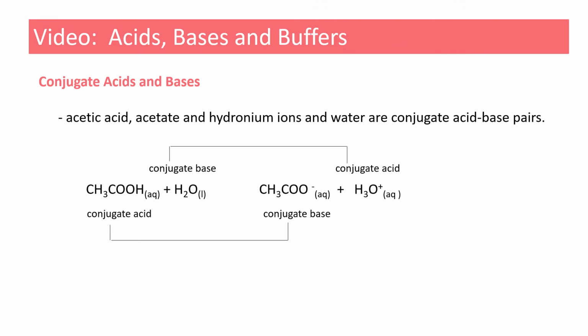Conjugate acids and bases: acetic acid, acetate, and hydronium ions and water are conjugate acid-base pairs. Notice we have the conjugate base, H2O, the conjugate acid, H3O+. CH3COOH is the conjugate acid, and the conjugate base is CH3COO-.